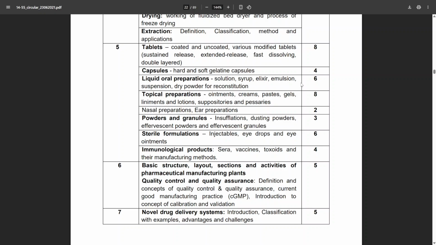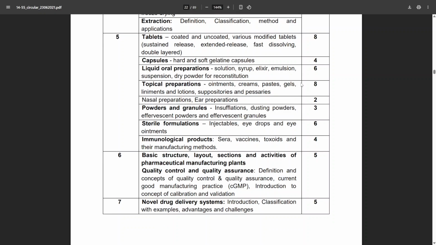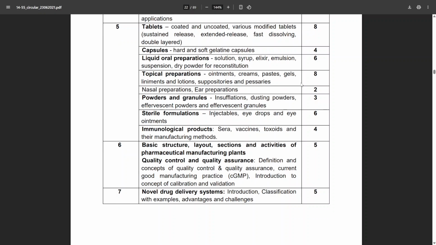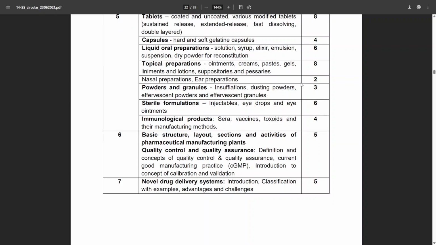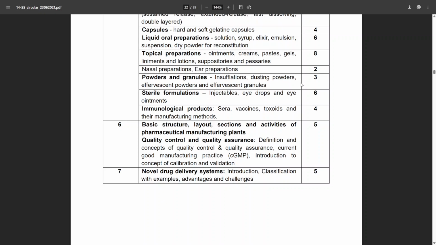Topical preparations, ointments, creams, pastes, gels, liniments and lotions, suppositories and pessaries, nasal preparations, ear preparations, powders and granules, insufflations, dusting powders, effervescent powders and effervescent granules, sterile formulations, injectables, eye drops and eye ointments, immunological products, sera, vaccine, toxoid and their manufacturing methods.